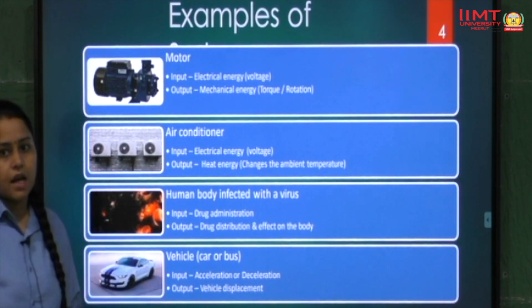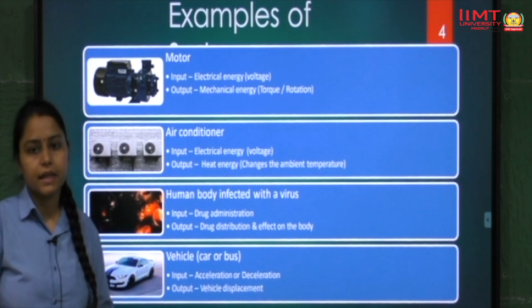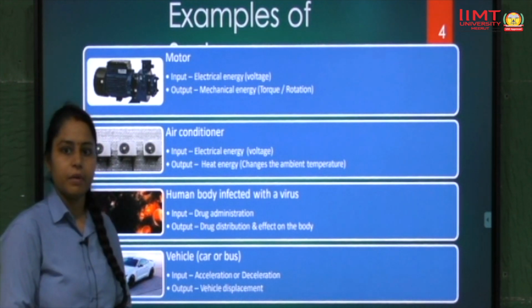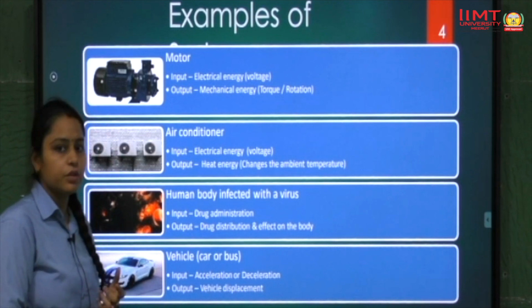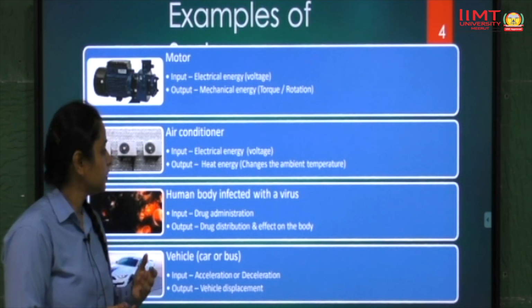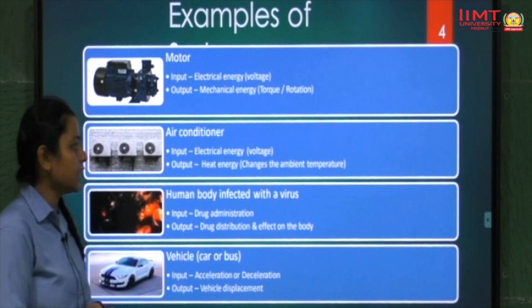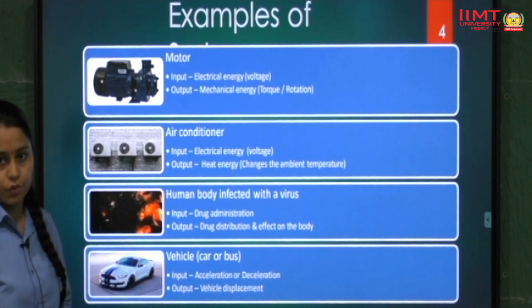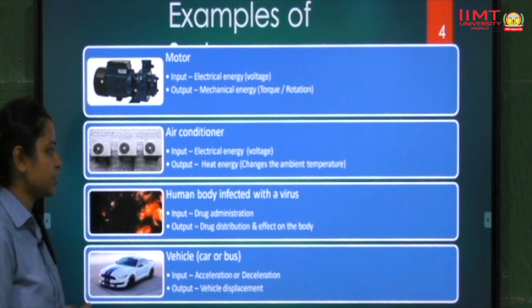These are examples of systems in real life. First one is a motor, where input is the electrical energy and in output you get the mechanical energy. Another example is an air conditioner, where as an input you give the electrical energy in voltage and get an output of heat energy exchange.